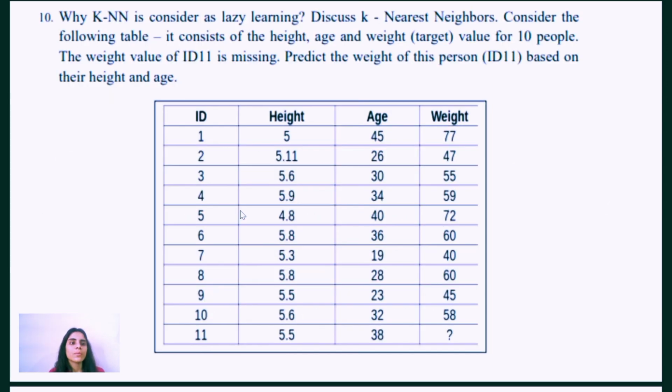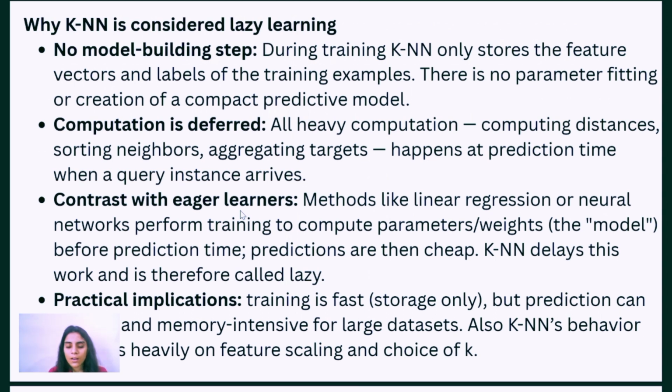After it, question number 10 is: why KNN is considered as lazy learning. Discuss K nearest neighbors. Consider the following table. It consists of the height, age, and weight value for 10 people. The weight value of ID 11 is missing. Predict the weight of this person based on their height and age. So height and age are given in the question, and weight is also, and the ID of the persons. According to the table, we have to find it.